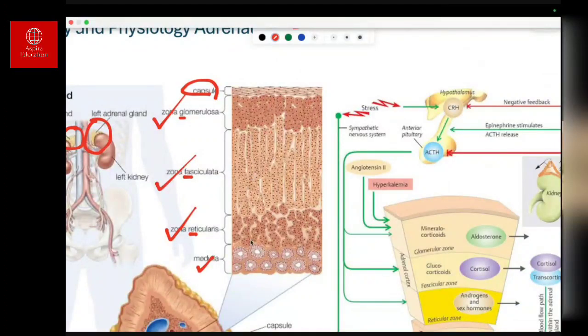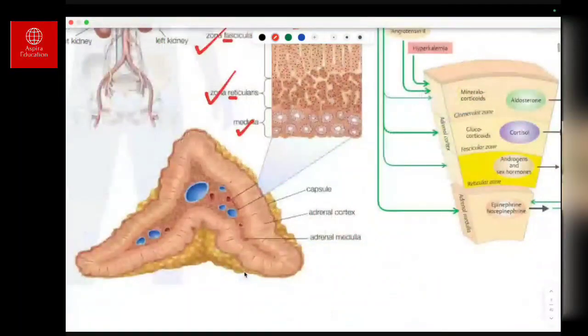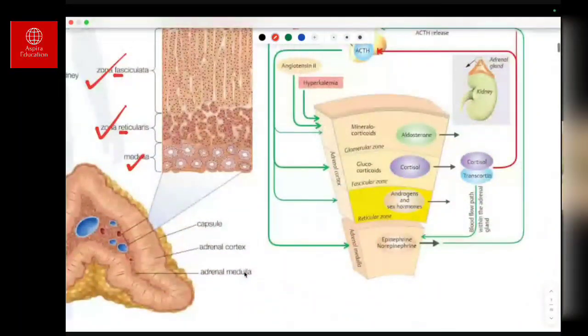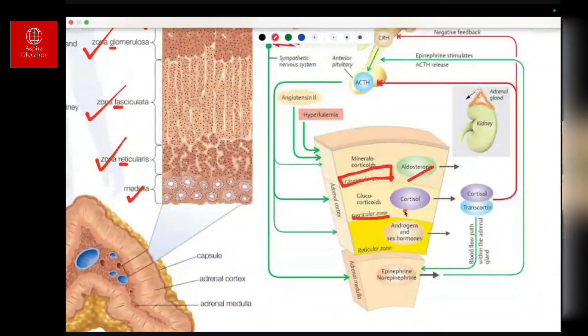The glomerulosa on the outside, then the fasciculata, and then the reticularis, and inside the adrenal cortex you have the adrenal medulla. And how are these layers important? The layers are important because they have particular actions. The glomerular zone produces aldosterone. Okay, the aldosterone is primarily involved in sodium metabolism, blood pressure control, and all those things. Then the zona fasciculata produces cortisol, and the cortisol is primarily involved in the stress response, BP control and all those things.